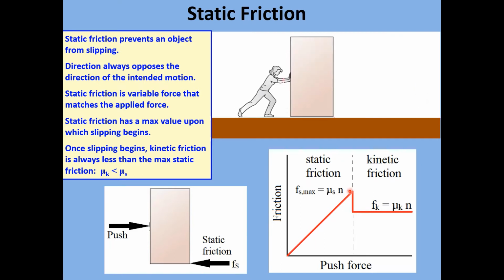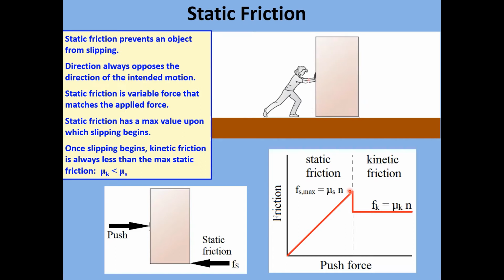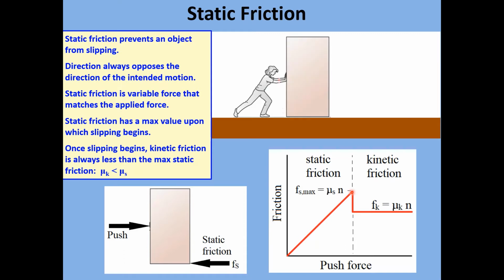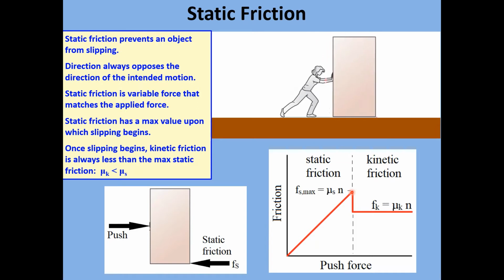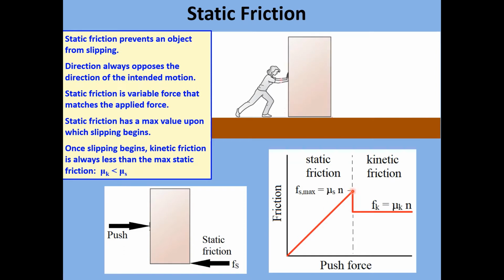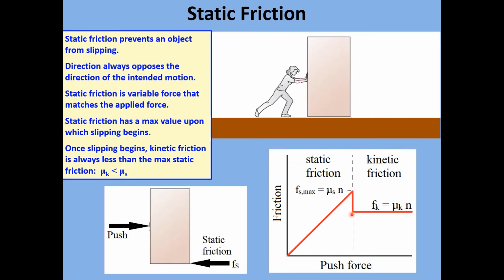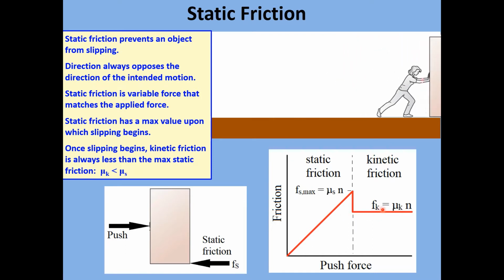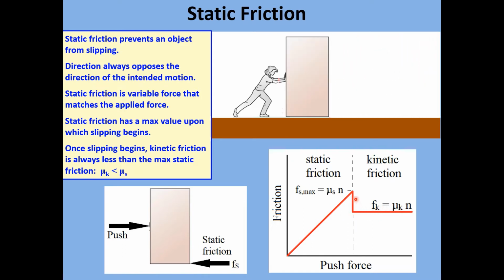This is the maximum value of static friction, which is given by the formula mu sub s times N. What happens when we reach that maximum is all of a sudden there's not enough static friction to hold the object still anymore, and now the object starts to slide. And notice what happens when we exceed that maximum force. The kinetic friction actually drops down a little bit. What this means is that the kinetic friction force is always less than the maximum static friction force.